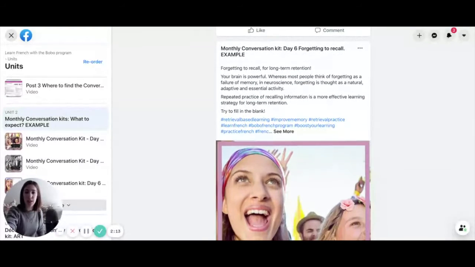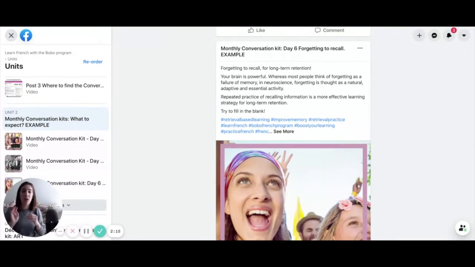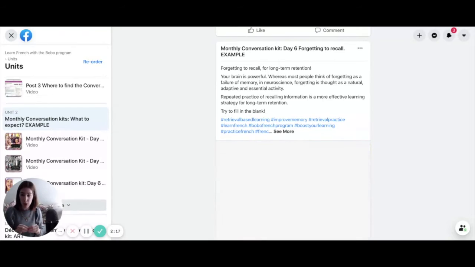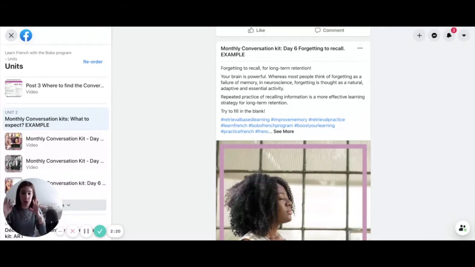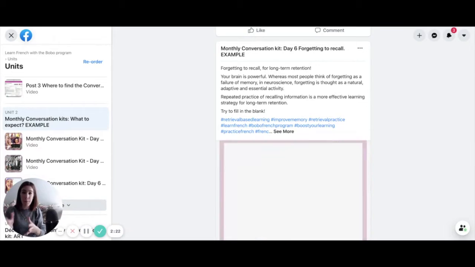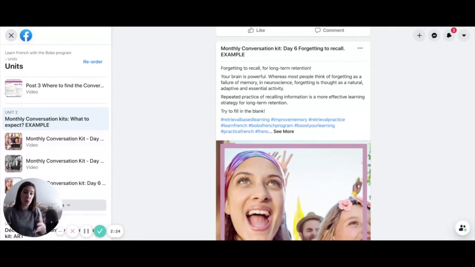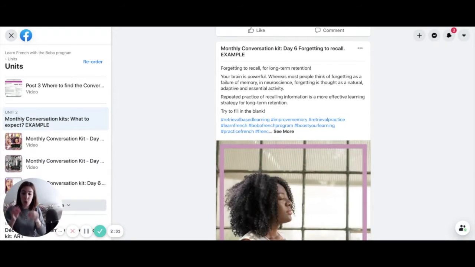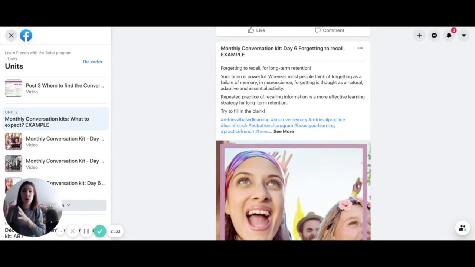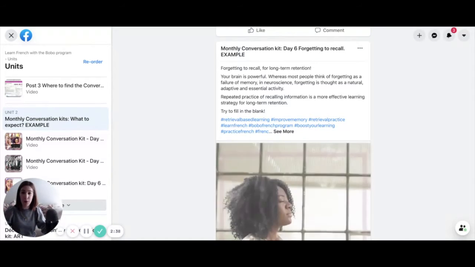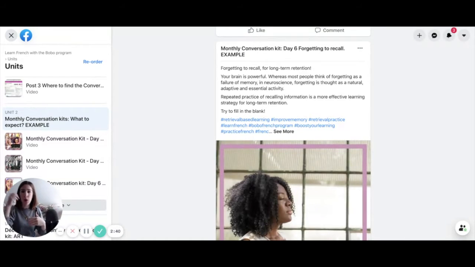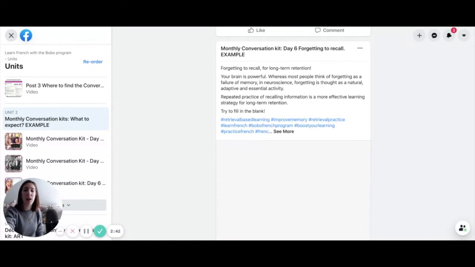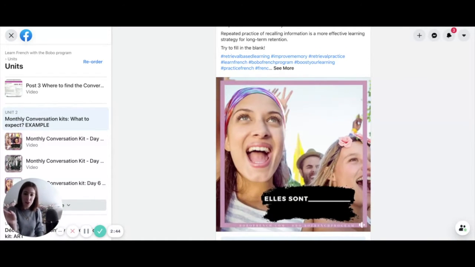Day 6, that's the third post. On day 6, forgetting to recall. So your brain is really powerful, but new information that you don't use, usually the brain starts to purge again after a week. It's important also to let your brain forget a little bit and then practice so you remember again, even if it's a bit hard. So on day 6, I don't give you much, and you have to try to remember.